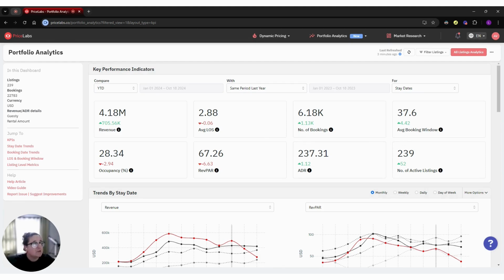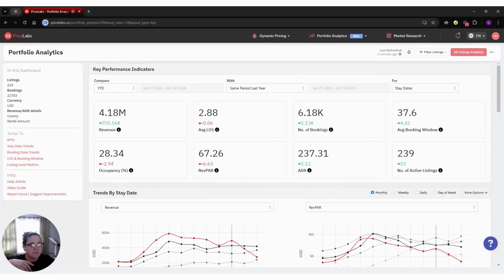We've got average booking window. That's how far in advance people are booking with you. So for example, if people tend to book about a month out, your average booking window would be about a month, right? Next, we've got occupancy. That is, as it sounds, just your occupancy percentage. I'm going to skip over RevPAR for just a sec. ADR is going to be your average daily rate. That's your average price per night, essentially.